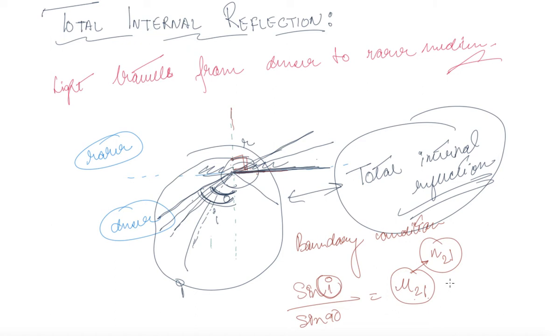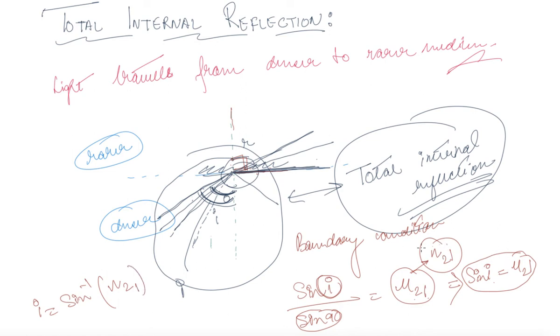So now what you can see is this, which implies sin I equals, now what is sin 90 degrees? Sin 90 degrees is nothing but 1. So this implies sin I equals mu 2 of 1. So this is a criterion for total internal reflection. Now what is I? I is the angle, I is sine inverse of n2 of 1.